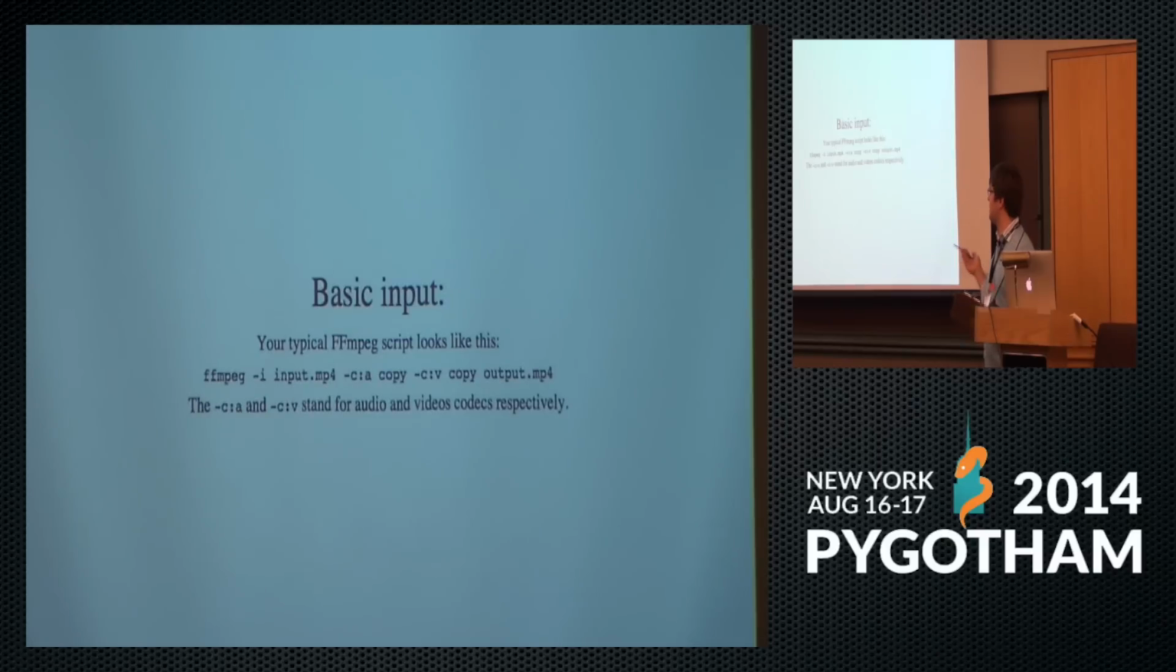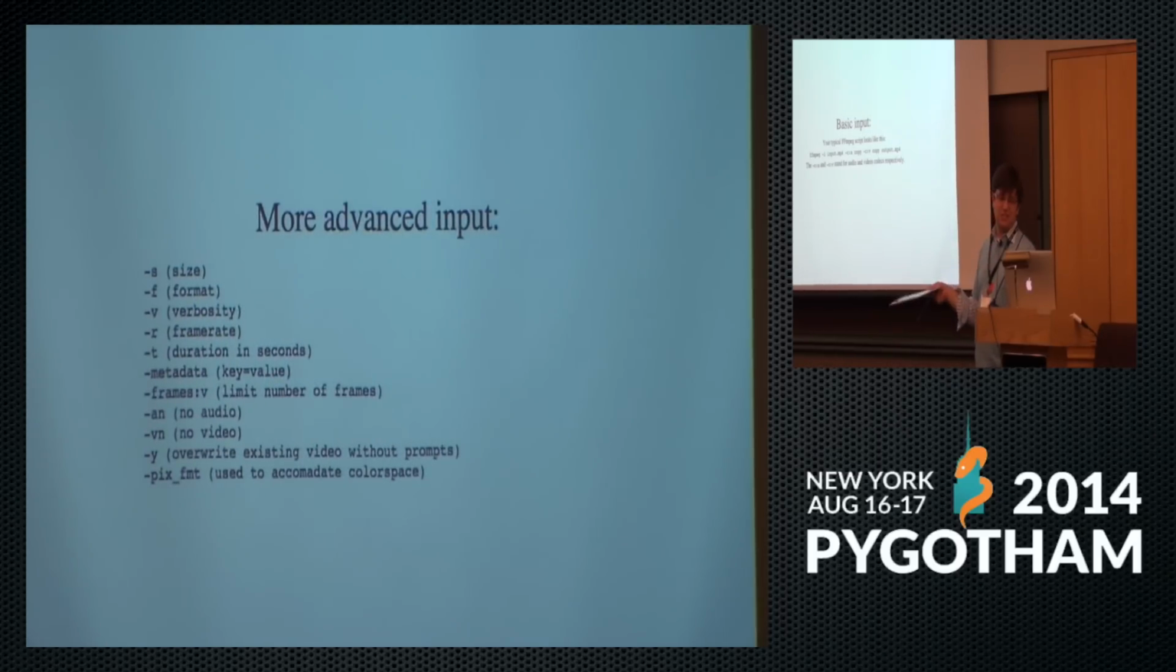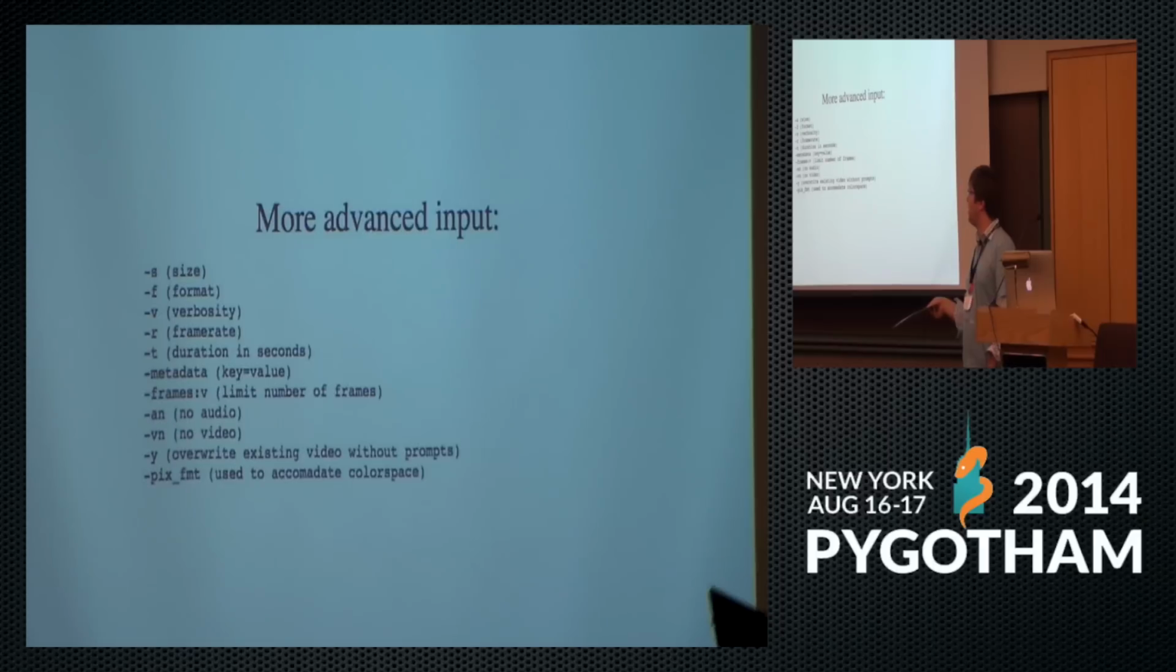So this is what your basic script would look like. This script I can't imagine ever using, because all it does is take the original and make a copy exactly like it. There are way easier ways to do that, but this is what it would generally look like. And these are some more flags that you can use. These are generic flags that you can use with almost any codec, that they'll always work.